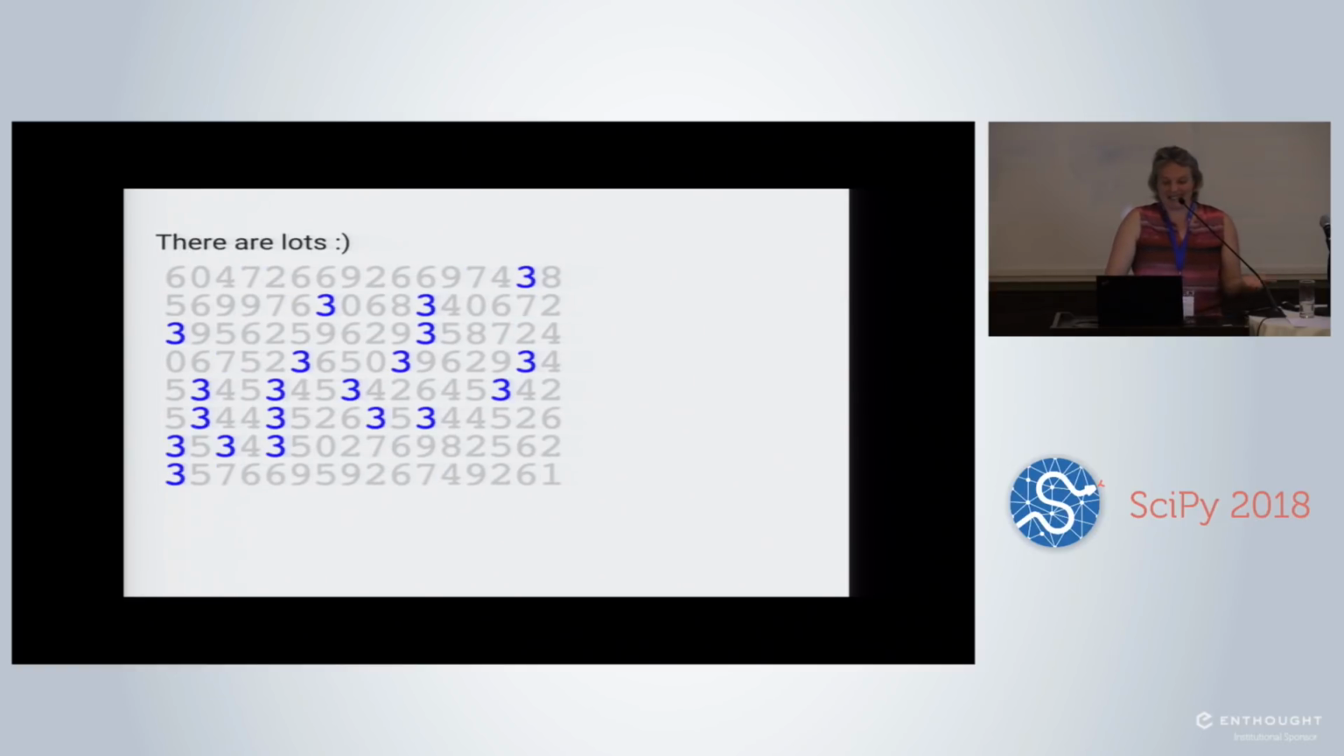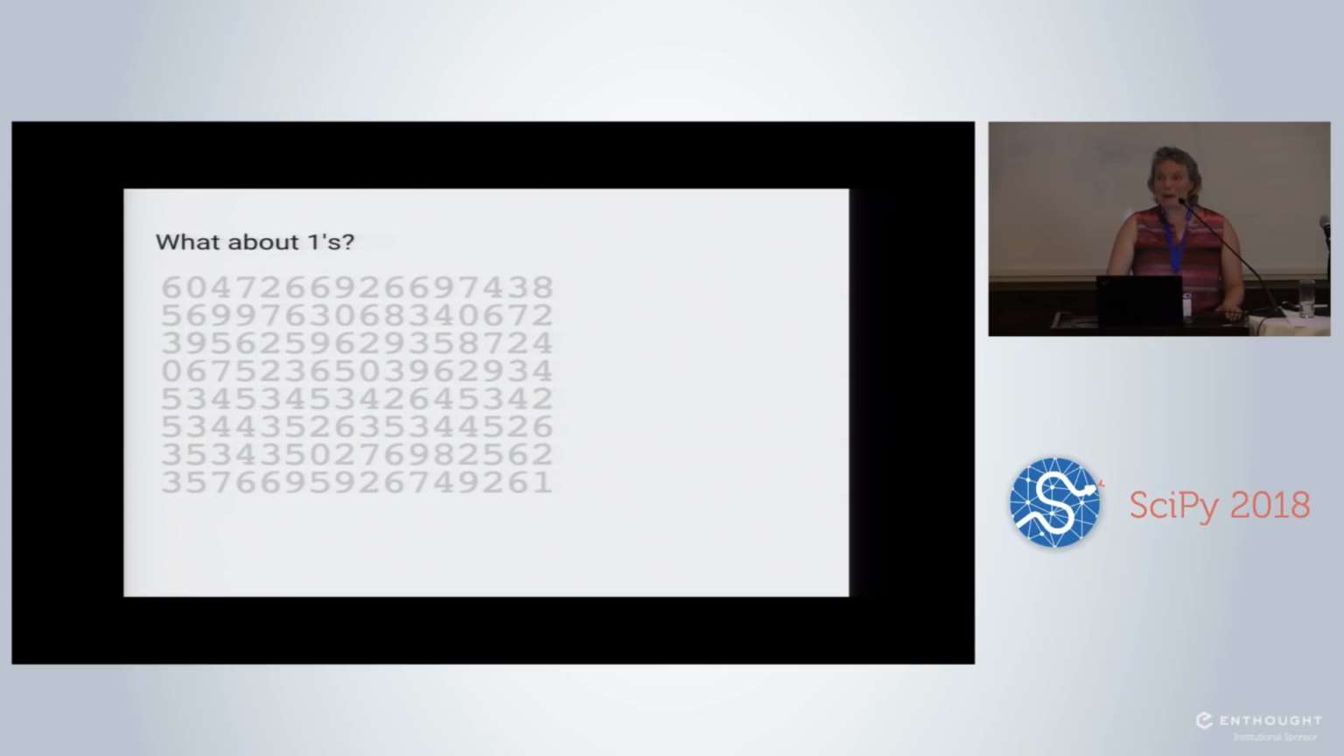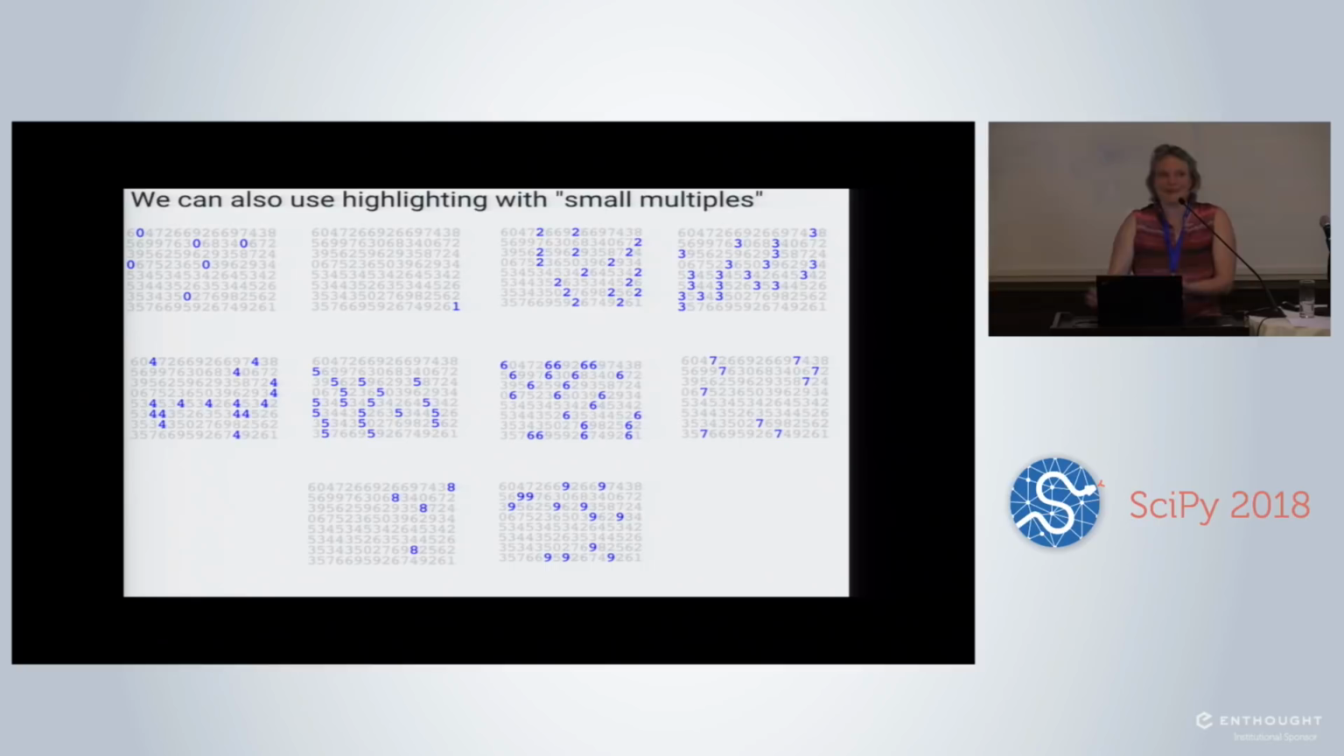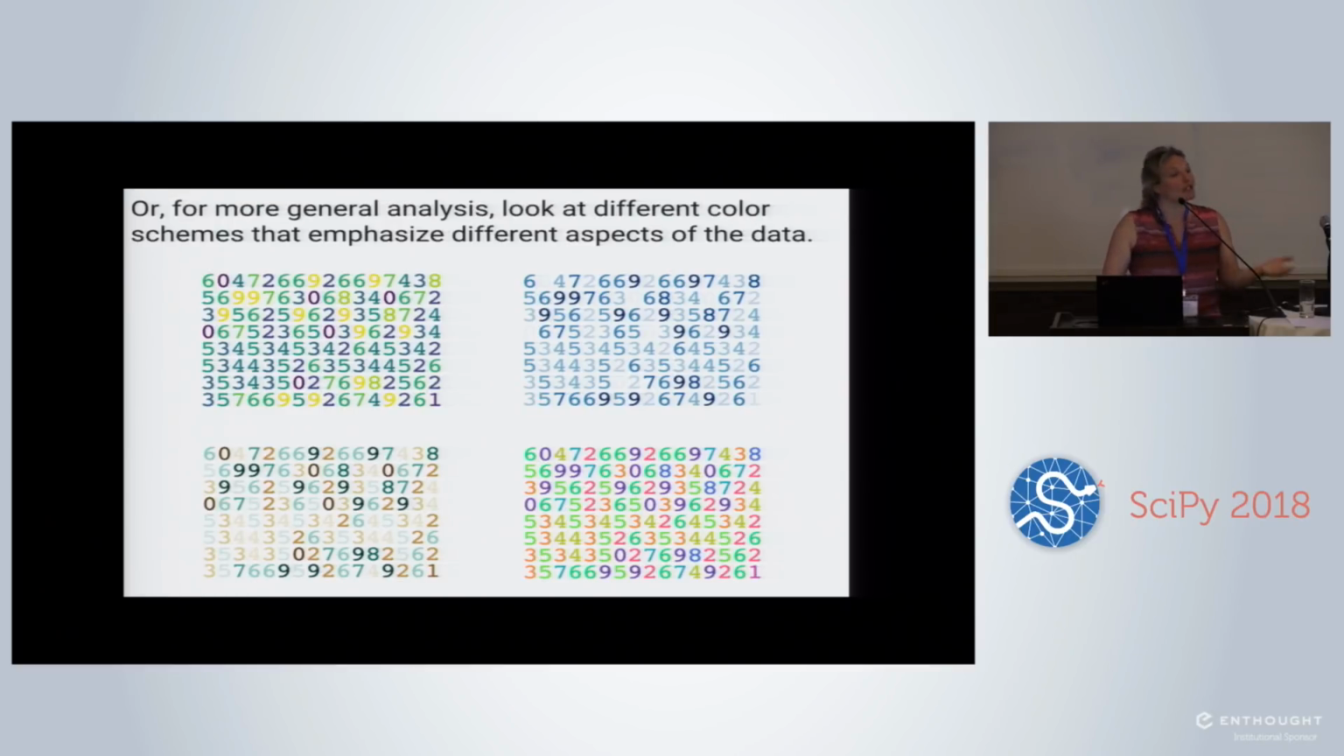Maybe we're interested in the 3s. There's lots of them. What about the 1s? Did anybody notice that it is the loneliest number? We can also use highlighting with small multiples, bringing it back to our previous point, where now we can look at 10 charts at once with highlighting, focusing our attention on different aspects of the data in each of these charts. Or for a more general analysis, maybe with a more general question, we could look at different color schemes that emphasize different aspects of the data and maybe help us notice different things in each one.